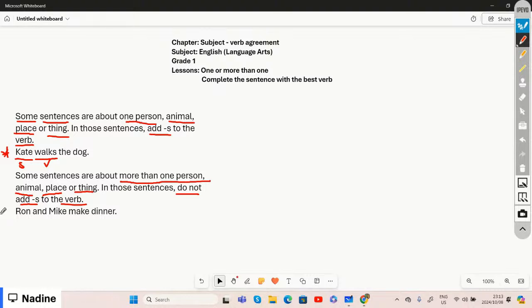And an example of that, where our verb does not have an S, we don't add the S to the verb because we are making mention of two or more people, places, animals, or things. That we call plural form.